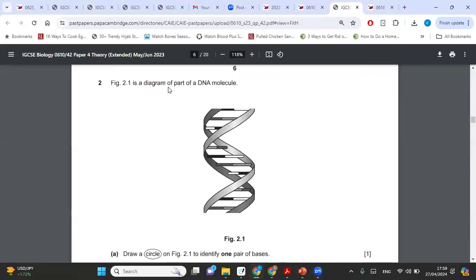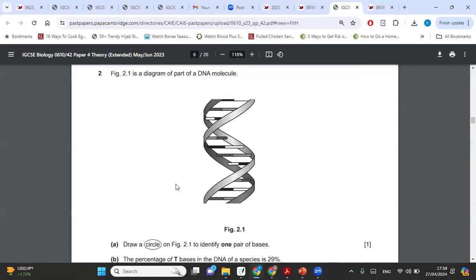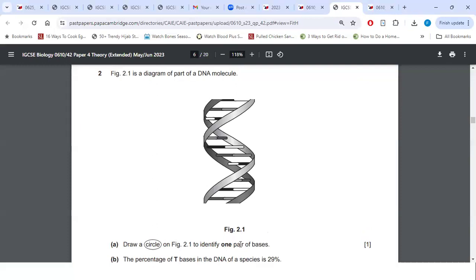So figure 2.1 is a diagram of a part of a DNA molecule. They're saying draw a circle on figure 2.1 to identify one pair of bases. Would somebody like to annotate on the screen? Can you identify a pair? Please keep in mind the question says pair of bases. Can somebody annotate what a pair of bases should be? Yes, correct.